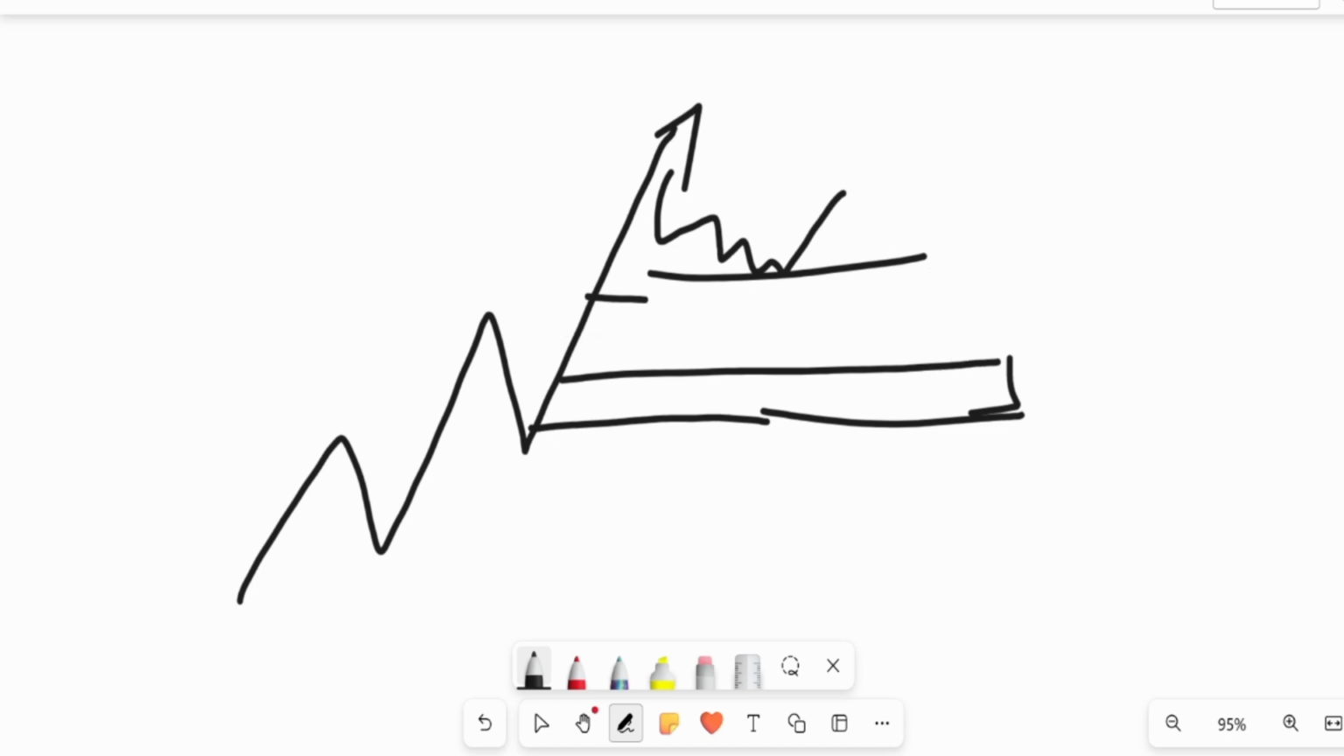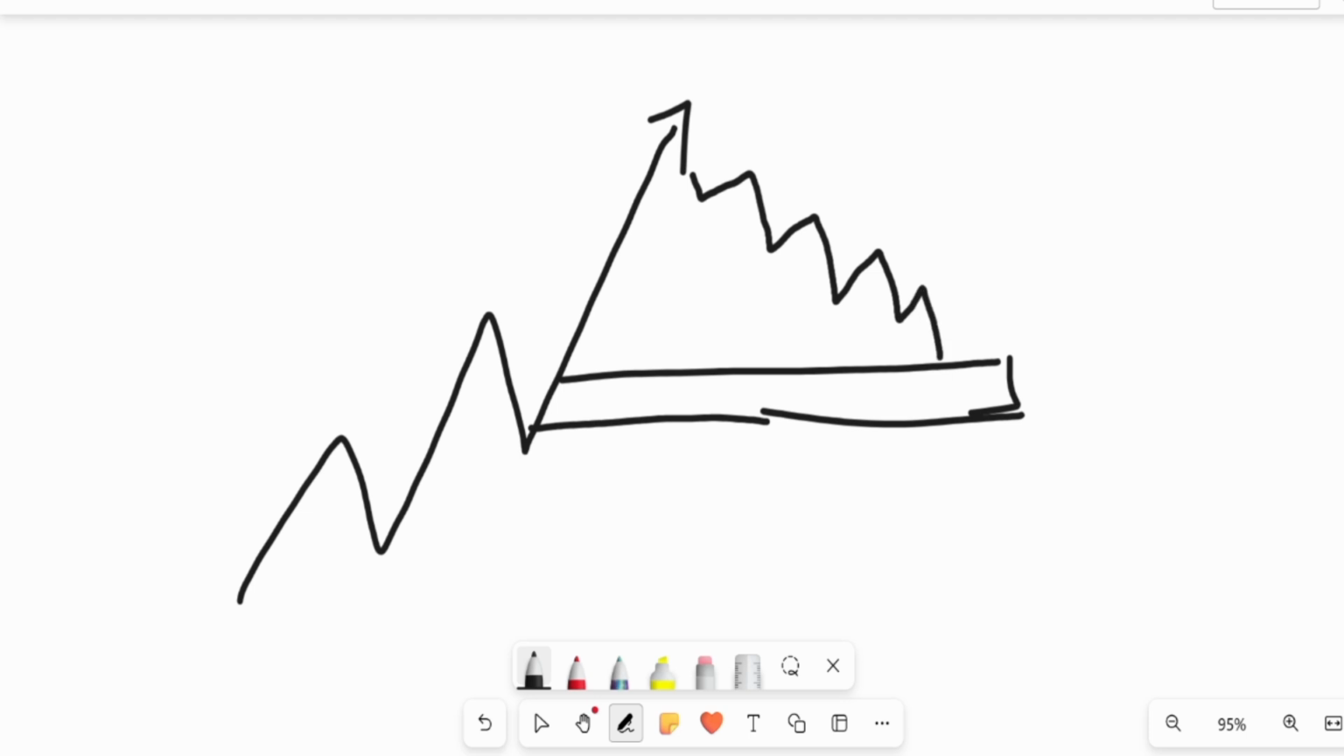What do I mean? Let's see. After zooming to lower time frame, you will see something like this. After tapping this zone, our demand zone, you will see a change of character. Let me draw a clear structure. After price hits our demand zone on lower time frame, wait for a change of character.